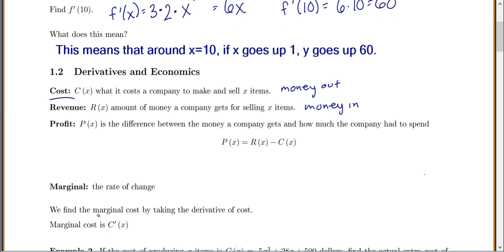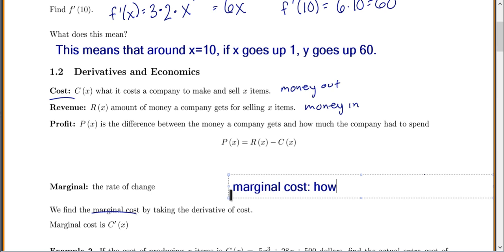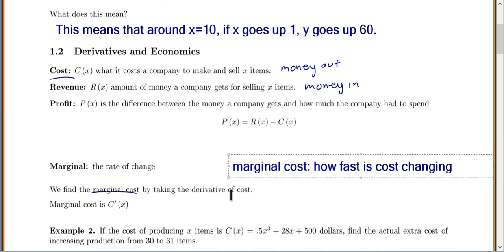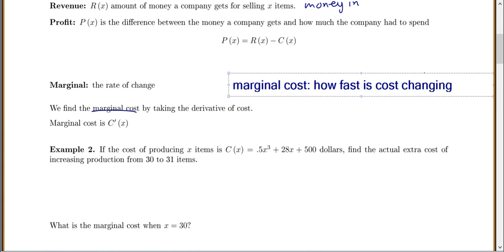So if you wanted to find the marginal cost, which means how fast is cost changing, you take the derivative of cost. So marginal cost means how fast is the cost changing. To look at an example, if the cost of producing x items, C of x, is 0.5x cubed plus 28x plus 500, let's find, and we are not finding the marginal cost yet, we're kind of building up to it, the actual extra cost of increasing production from 30 to 31 units.